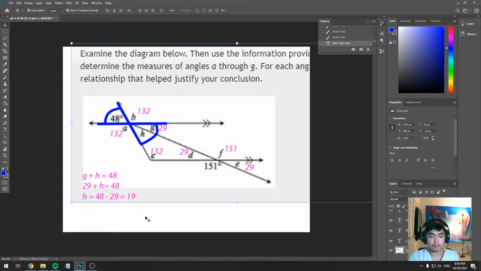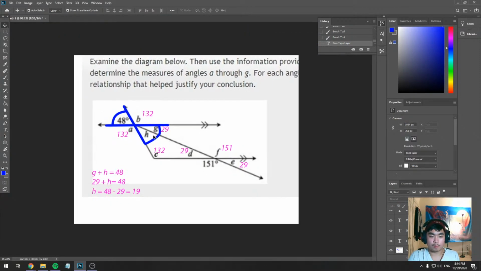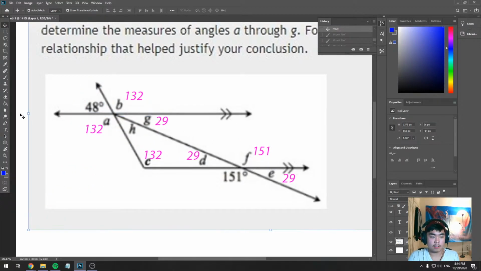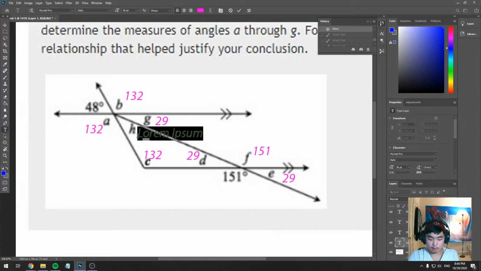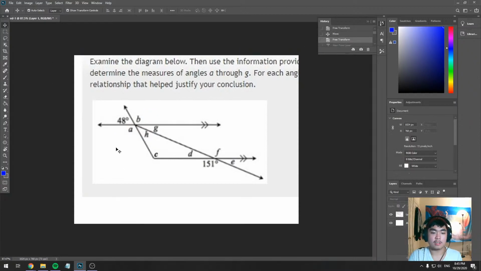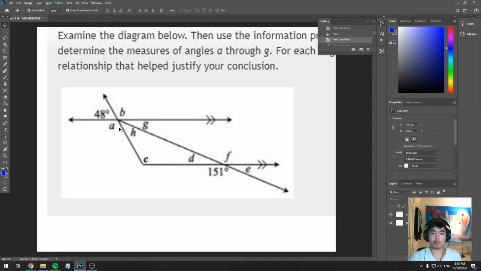Alright. So now we finally have all of our angles solved, like so. So remember, we started off right here. No, not even. We started off right here. And with just those two numbers, we were able to solve all of these other angles, right?